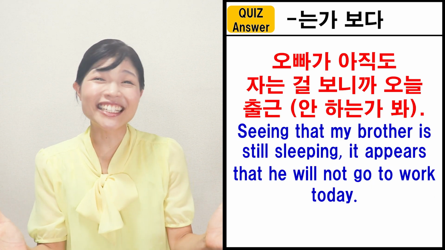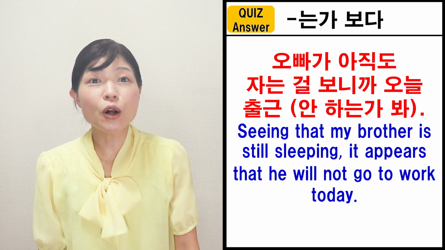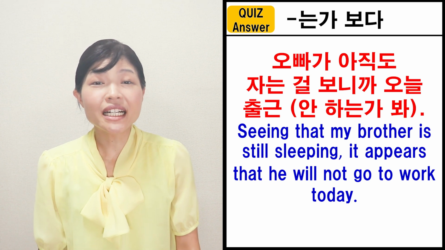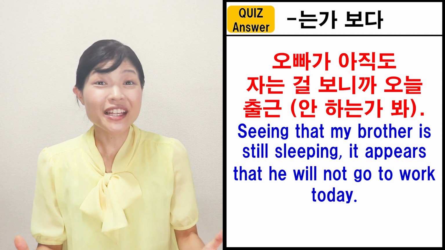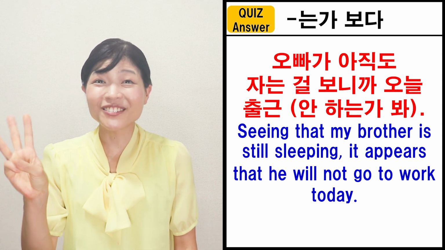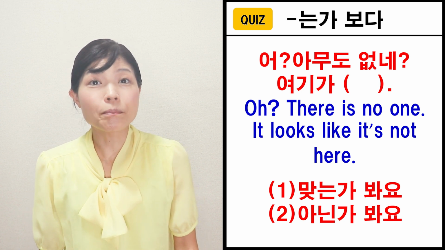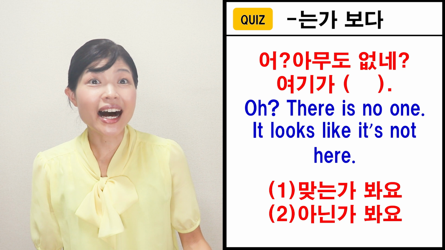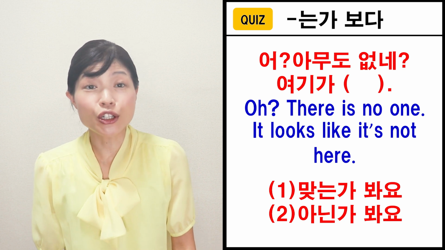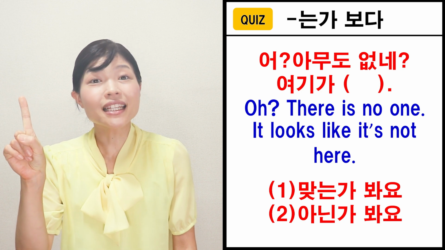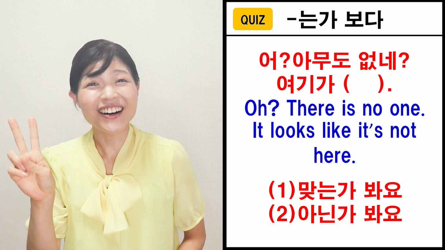Now, let's read the sentence together. 오빠가 아직도 자는 걸 보니까 오늘 출근 안 하는가 봐. Please read this part at least 3 times. Now, let's look at the next quiz. 아무도 없네? 여기가. There is no one. It looks like it's not here. Number 1, 맞는가 봐요. Number 2, 아닌가 봐요.